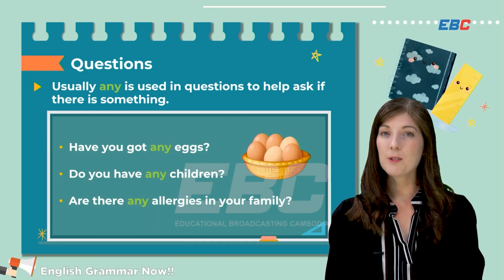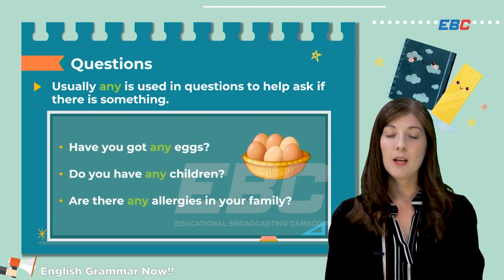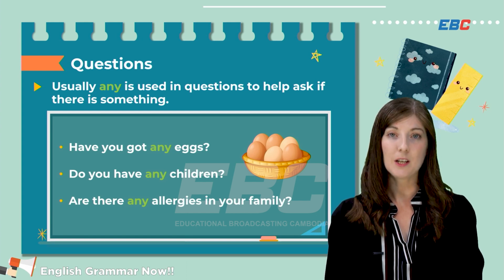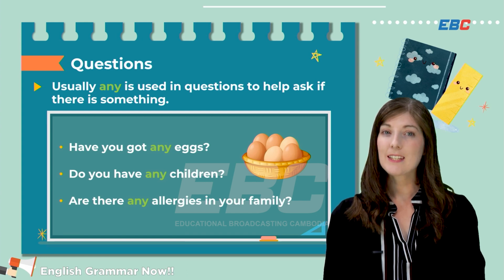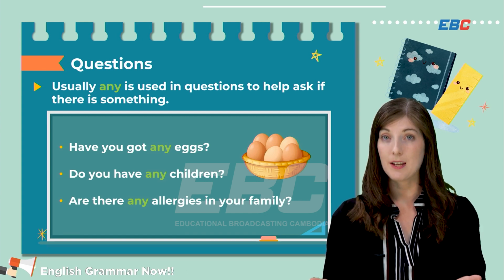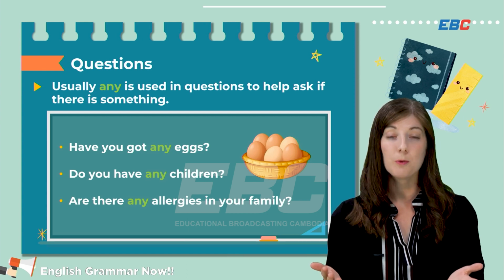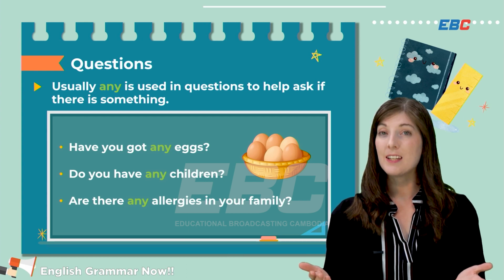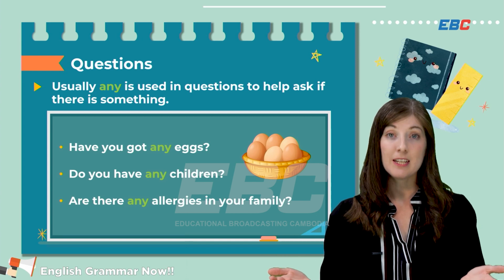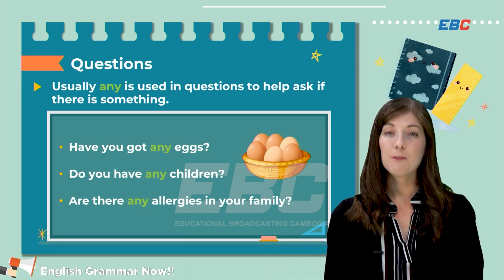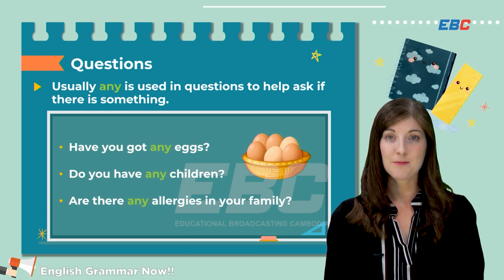We can also use any and some to make questions. When we use any in a question, we are asking if there is something. So we're not asking if there is 1 or 2 or 3. We're just asking generally if there is something. Here's some examples. Have you got any eggs?